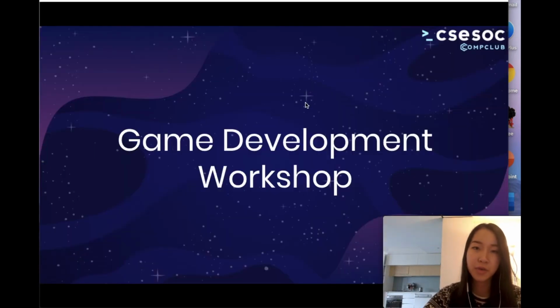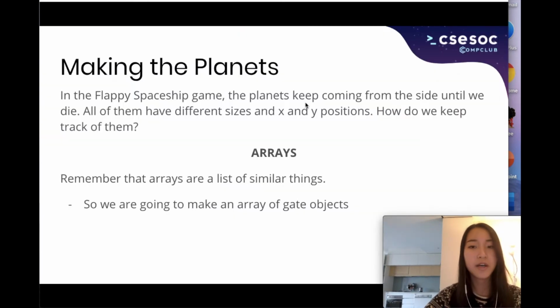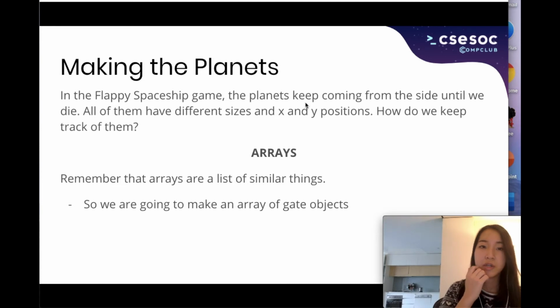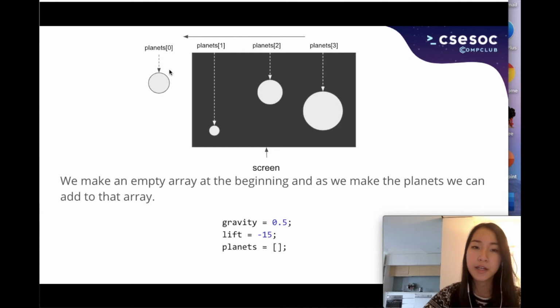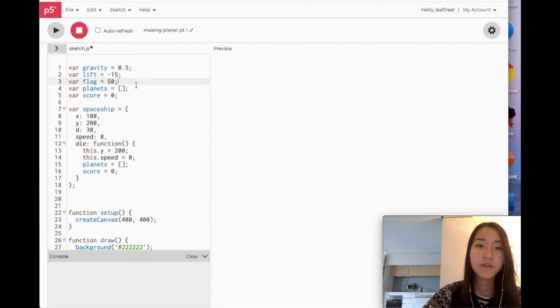Remember how to store similar things in the container? We call that an array. So in this workshop, I'll be putting all my planets in an array, and all my planets are in the shape of a circle, but they all have different sizes. So over here, I've placed in planets array. This is an empty array on top of my code.